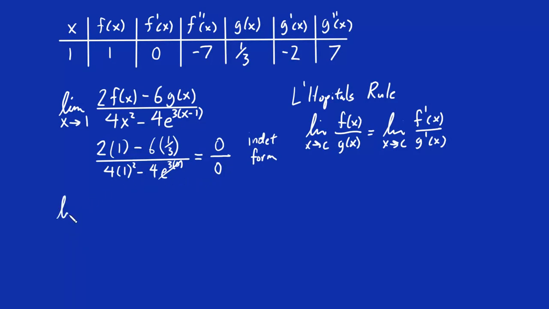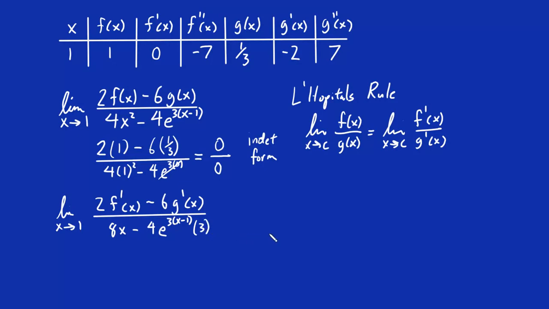When we apply L'Hopital's rule, we get the limit as x approaches 1 of 2 f prime of x, minus 6 g prime of x, since we're just taking the derivative of the original expression, and this is over 8x minus 4e to the 3, and I'm going to leave the exponent in this form, 3 times the quantity x minus 1. But then we need to apply the chain rule, and this is really 3x minus 3, so when we apply the chain rule, we get a 3 here.